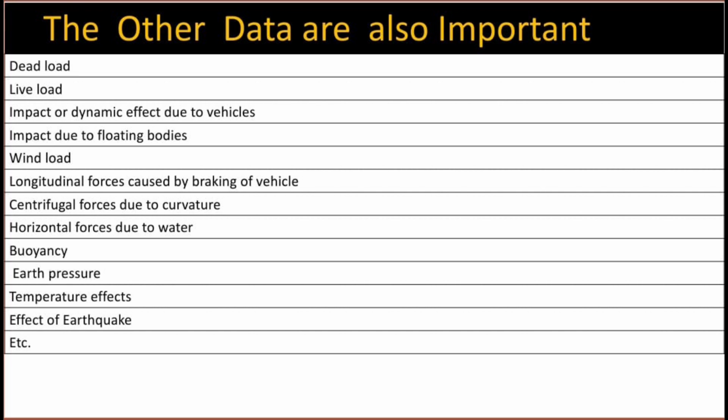Now, as per design norms, the design engineer of the contractor will fix the other parameters as per the requirement, like dead load, live load, impact or dynamic effect due to vehicles, impact due to floating bodies, wind load, longitudinal forces and centrifugal forces, etc. Our role is to keep an eye only on these factors taken into design.